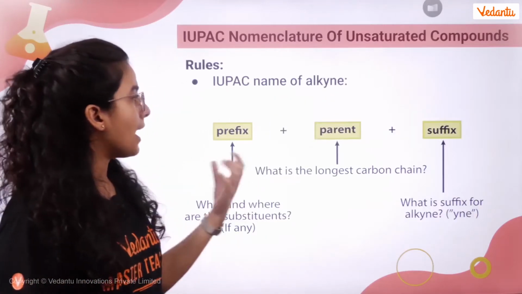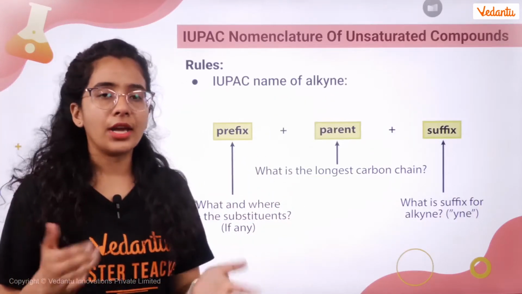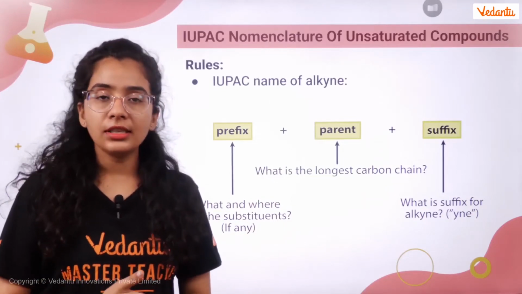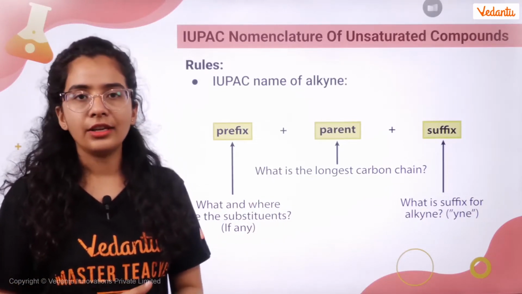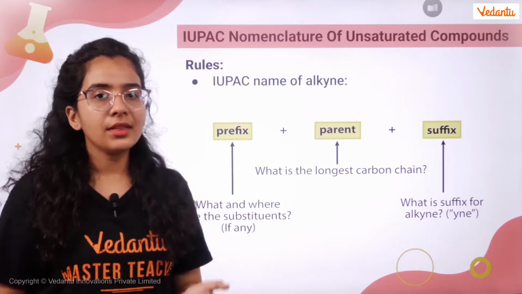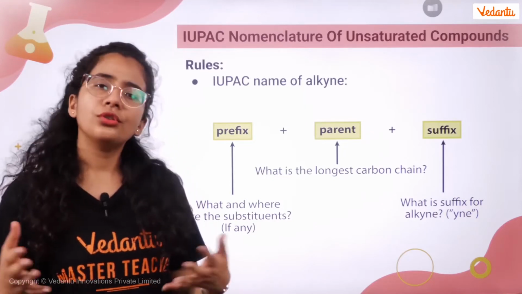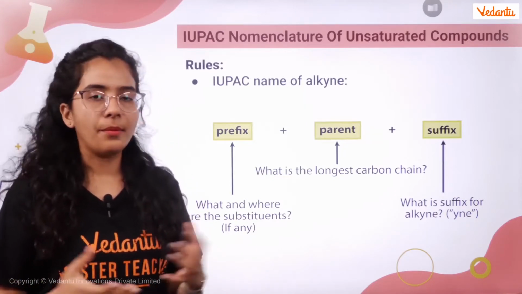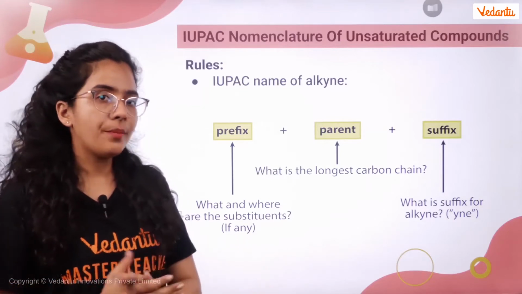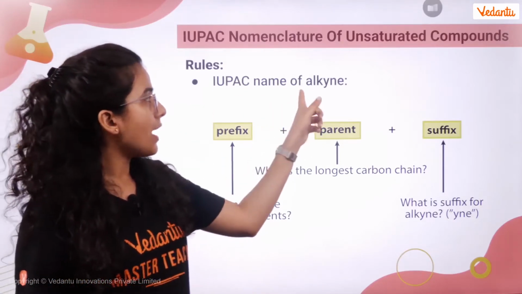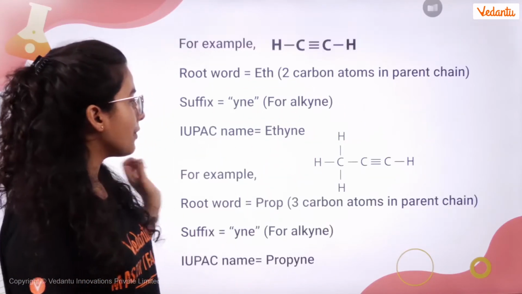Now alkyne. For alkyne, it's the same way. It does not matter whether it's a saturated or unsaturated hydrocarbon, we give the name in the same way. Just the suffix gets changed. So the rules are the same for all kinds of compounds, right? Doesn't matter if it's a straight chain or branched chain. It's just that in the case of alkyne, ine is the suffix. Here we have triple bonds.